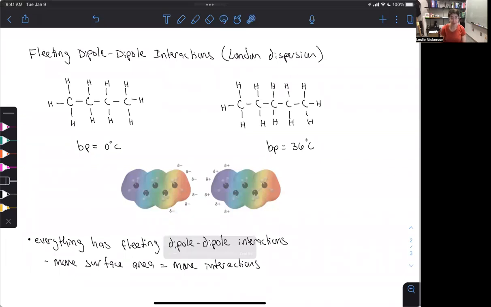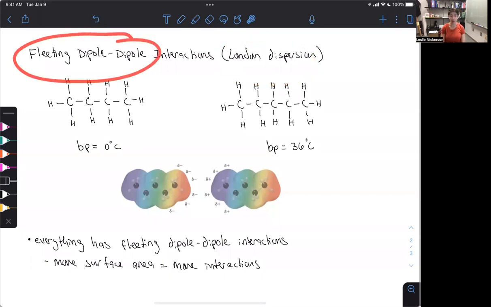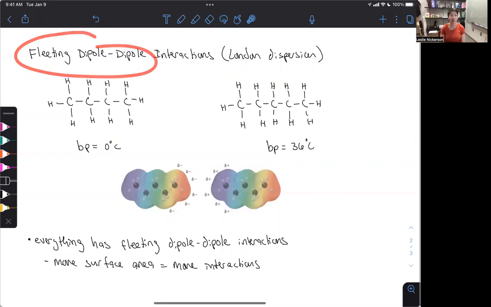So I just stole this from the textbook. This is a picture of the London dispersion forces. You might have heard them called London dispersion forces in Gen Chem. You might have heard fleeting dipole-dipole interactions. They are called a couple different names. I think fleeting dipole-dipole is a better description of what they are. London dispersion doesn't really tell you that much.